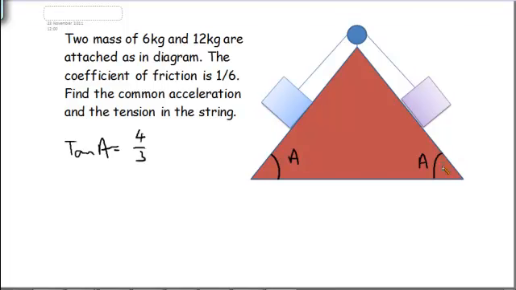So for this we've got two masses, 6 kg and 12 kg. They're attached as in the diagram. The coefficient of friction is 1/6. We want to find the common acceleration and the tension in the string.